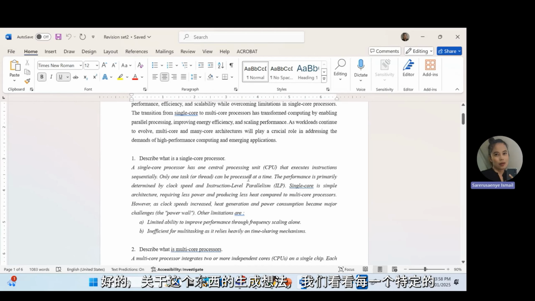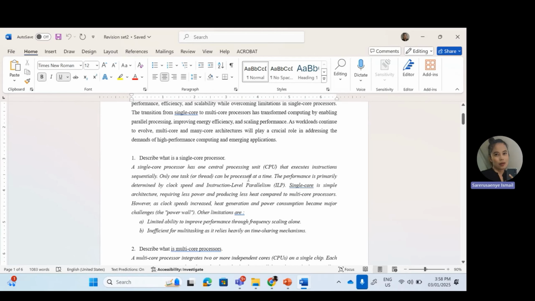So that is a general idea about this. Each particular processor definitely has different features. So you need to know what the single core processor features are, what the multi-core processor features are, and what types of multi-core processors there are. Then I guess it is safe for you to answer the questions, because we have a lot of questions regarding this set number 2.